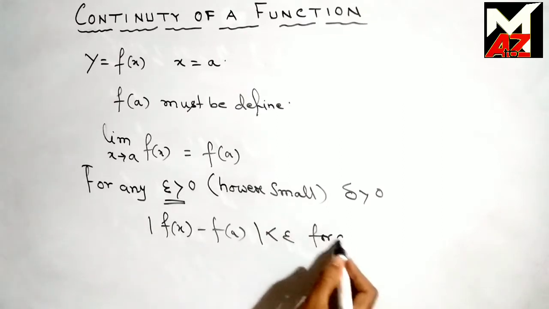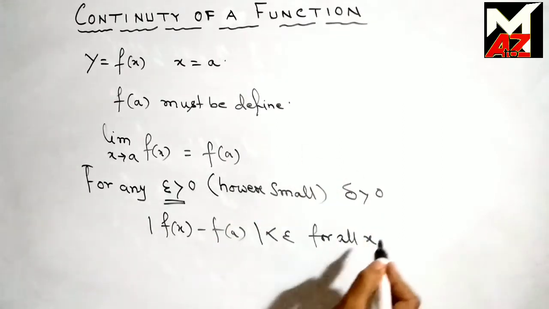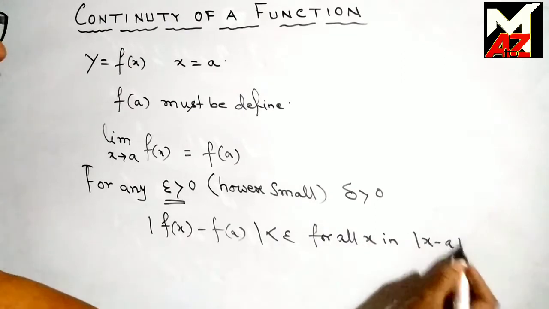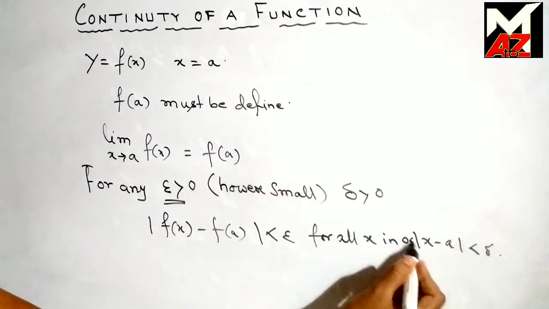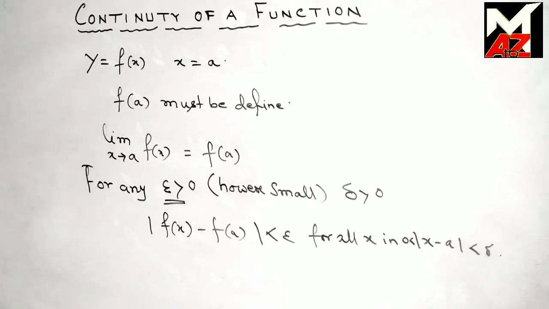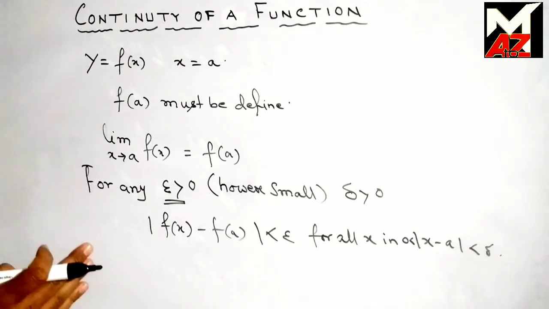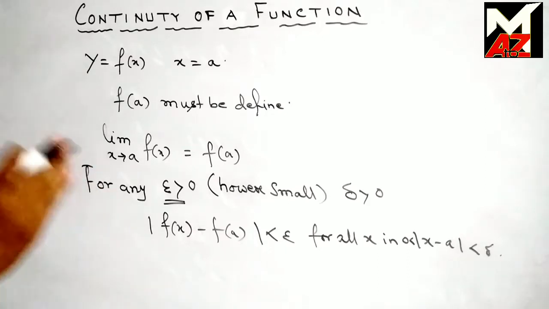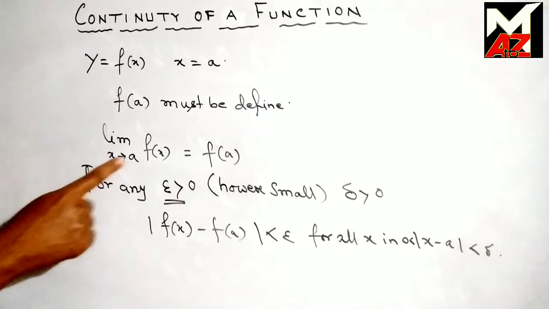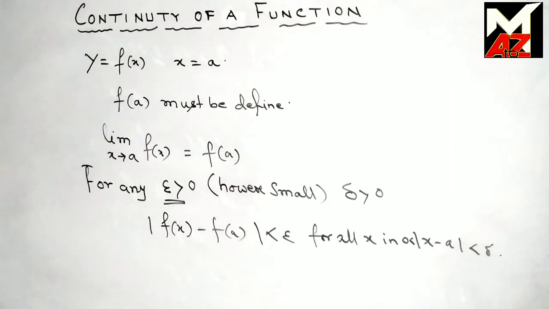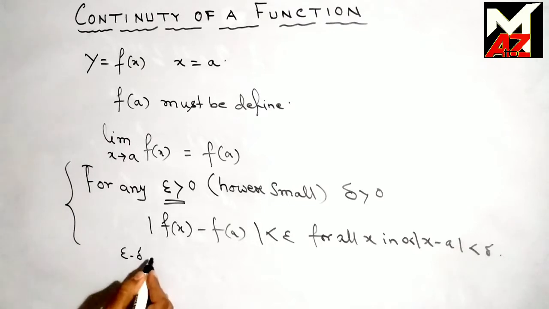Mod of f x minus f a less than epsilon whenever, for all x in mod x minus a less than delta, or we say 0 less than mod x minus a less than delta, then the function f of x is said to be continuous at x equal to a. Symbolically we write limit x tends to a f of x is equal to f of a, and this is also called the epsilon delta definition of limit.